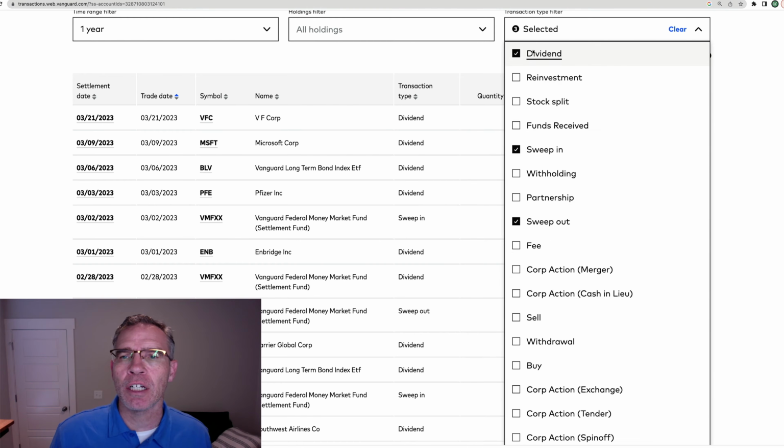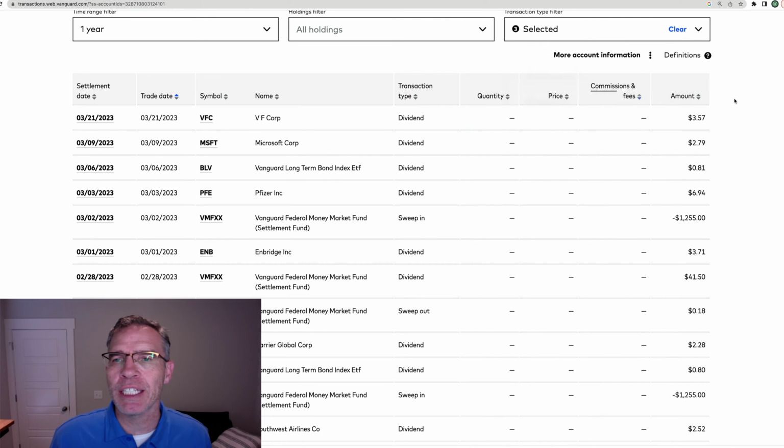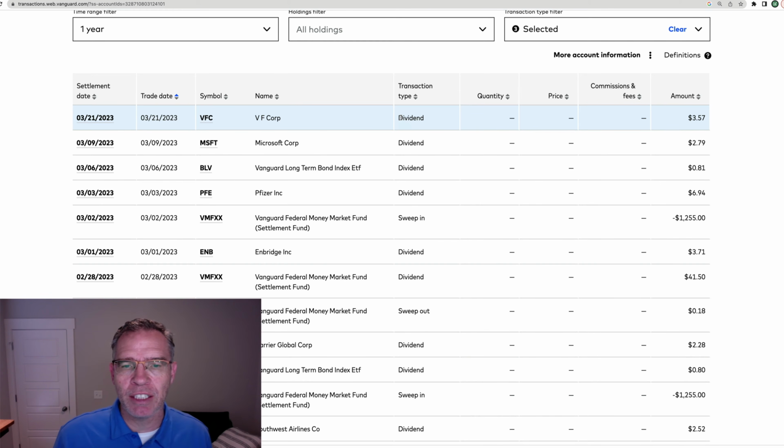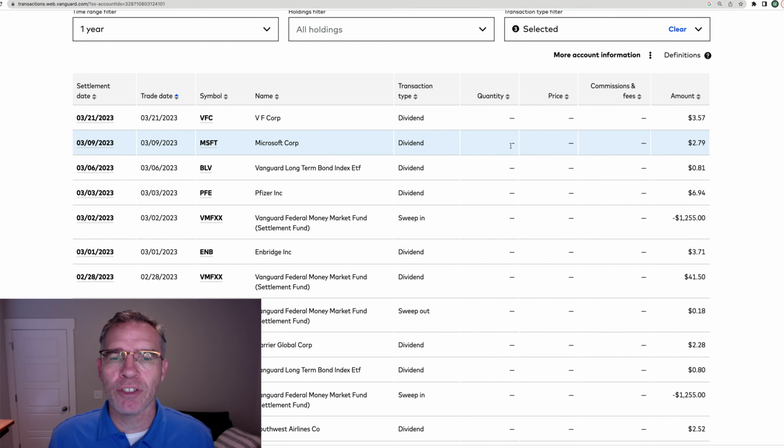I've also clicked on dividend, sweep in, and sweep out, so we can get some idea of how this sweep account is working. We'll see that the dividends that go into my brokerage account land in my sweep account. They actually go right back out because they're getting reinvested as well. Nevertheless, you'll see a few things here.